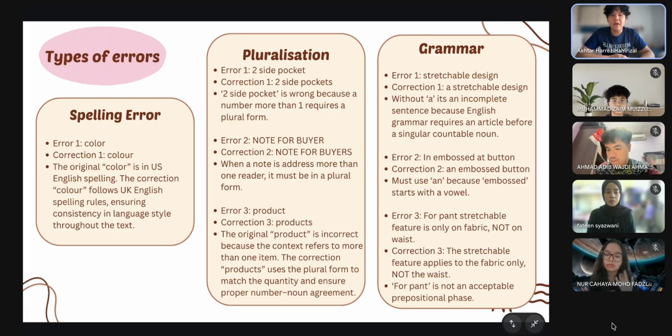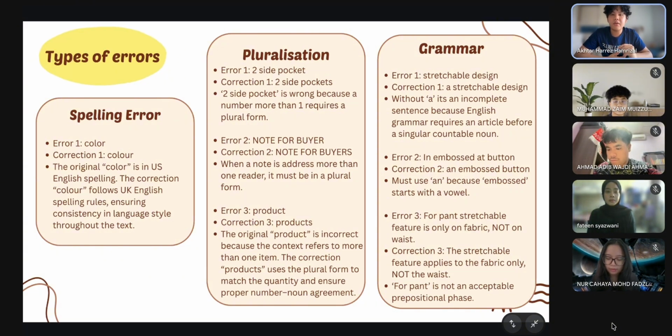text. And the next one we have is pluralization. The first error that you can find is two-side pocket. The correction should be two-side pockets. Two-side pocket is wrong because a number more than one requires a plural form. So the pocket should have an S at the end.